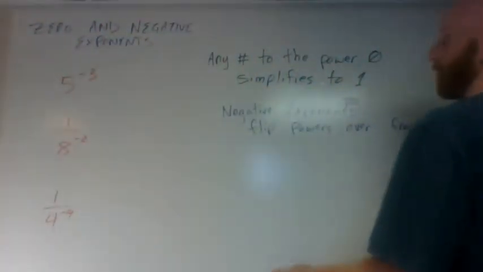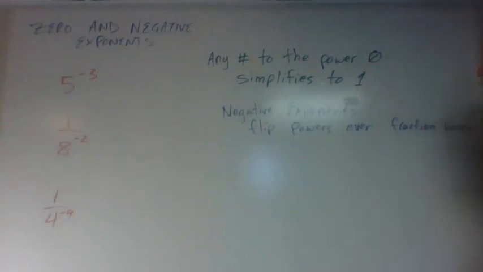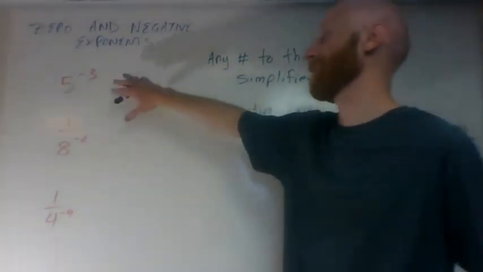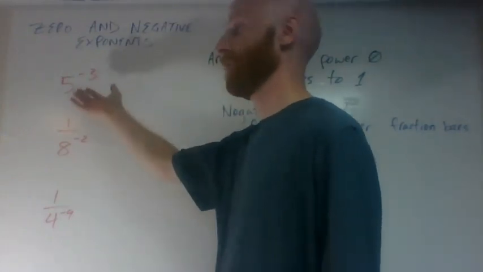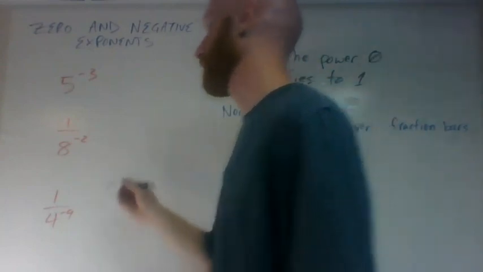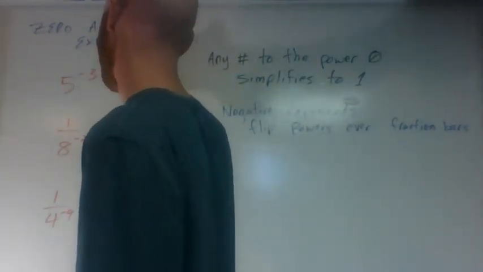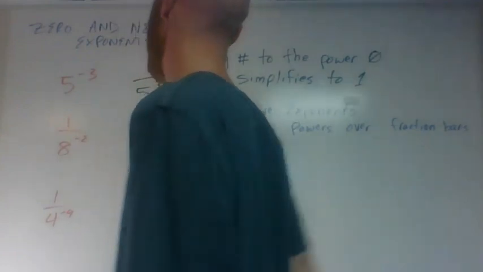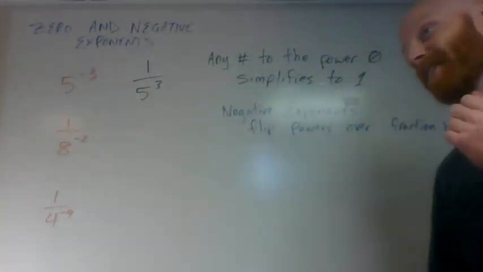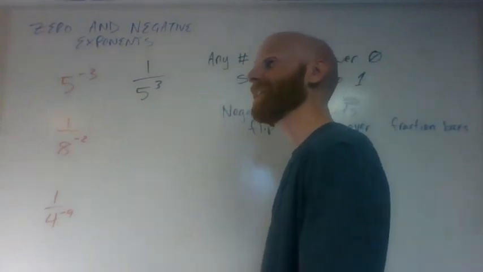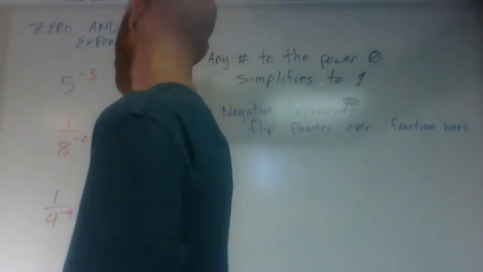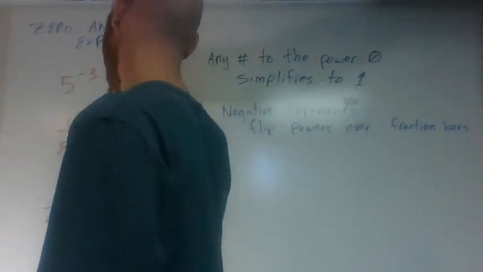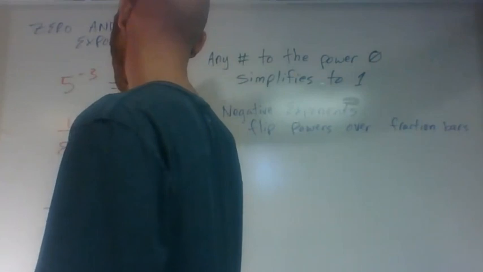Okay, so as I said before, negative exponents flip powers over fraction bars. If a power is in the numerator, or you don't see the fraction bar at all, very simply, you move that power to the denominator. All right, 1 over 5 to the third. If a negative power is in the denominator, it flips upward. So this would become 8 squared over 1, or just 8 squared.